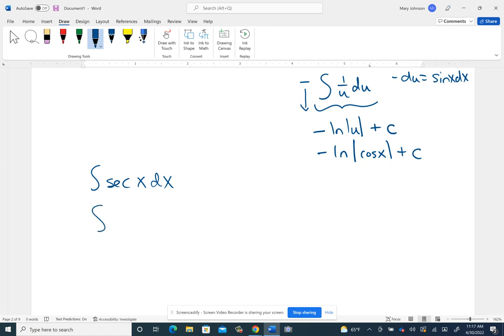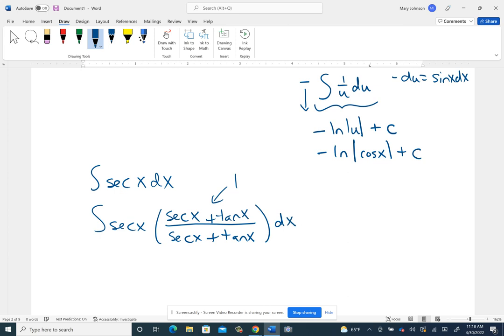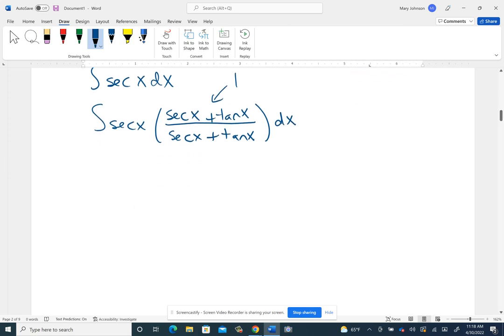So what I could do, what makes this work, is if I multiply by secant x plus tangent x. And like I said, you wouldn't just think to do this. Why would you even dream of doing that? But if I want to multiply by secant x plus tangent x on top, then I need to do the same thing on the bottom. That fraction I just multiplied by is really 1. So I'm not really changing the problem, but it allows us to then get this to work out.